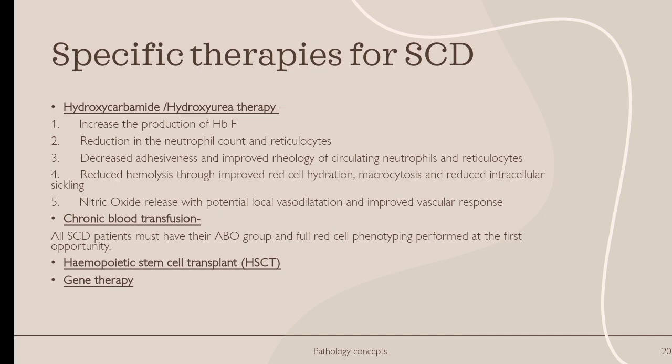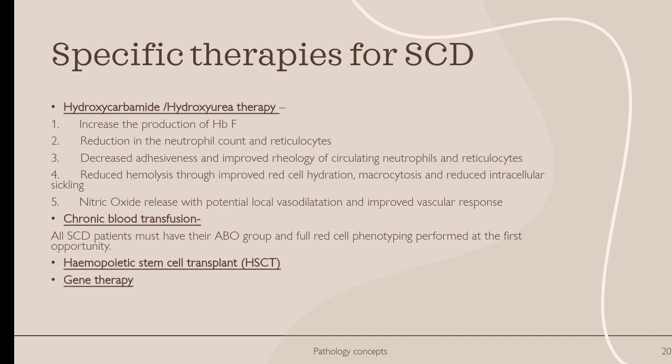Specific therapies for sickle cell disease. First is hydrocarbamide or hydroxyurea therapy. It acts by the following mechanisms: increased production of HbF, decreased neutrophil count and reticulocytes, decreased adhesiveness and improved rheology of circulating neutrophils and reticulocytes, reduced hemolysis through improved red cell hydration, macrocytosis and reduced intracellular sickling, nitric oxide release with potential local vasodilatation and improved vascular response.